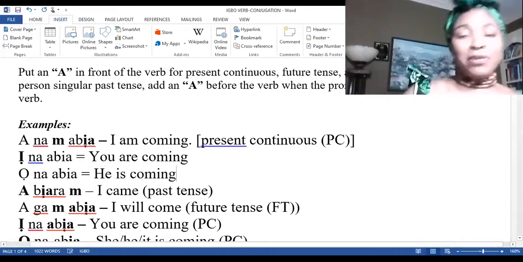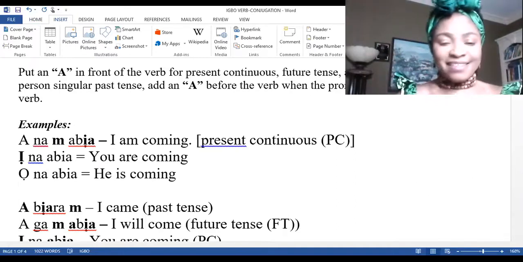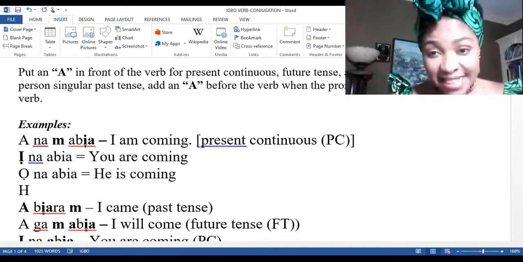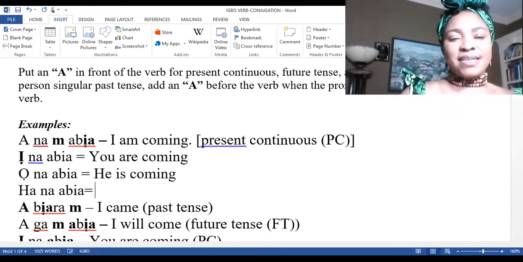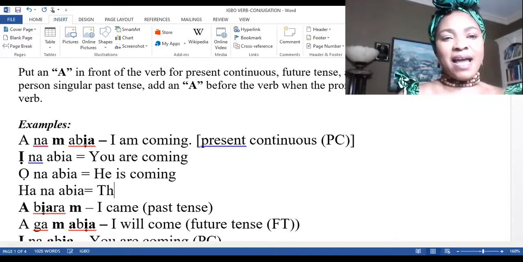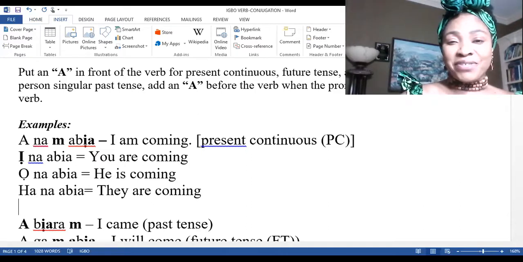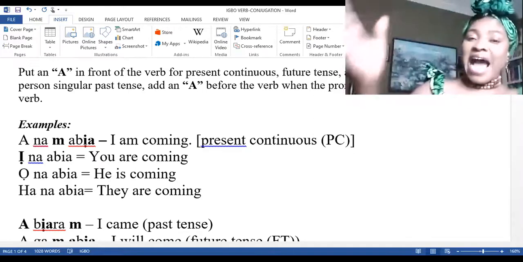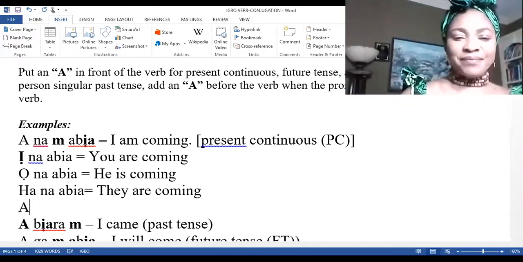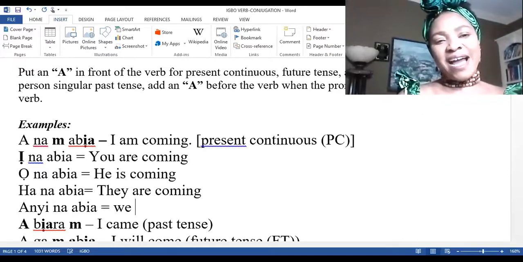Now we're going to do the plural. They are coming, which is ha. Ha represents they. Ha na-abịa means they are coming. Okay, now we're using another pronoun when you're trying to say we, a group of people, we are coming. Anyị na-abịa. It means we are coming.